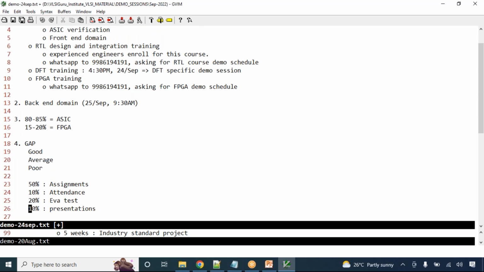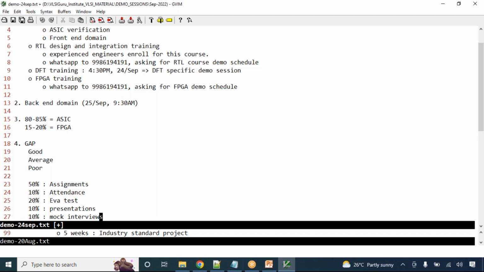I think I can say 20% and 10% for mock. If you add everything, it comes to 100%. But what do you notice here, which is the major component? Assignment. So I don't even care whether you come to the session or not. But as long as you have done assignments, I know that you're doing well.